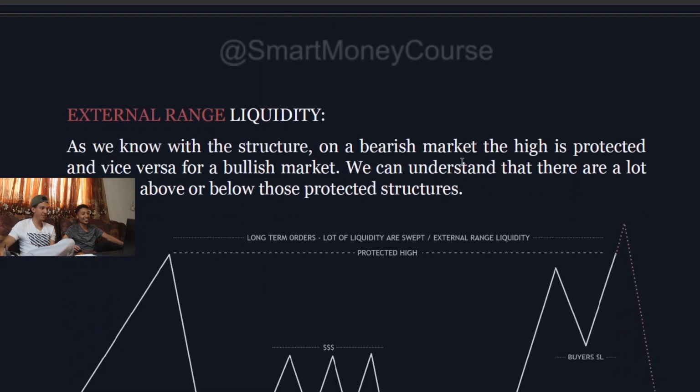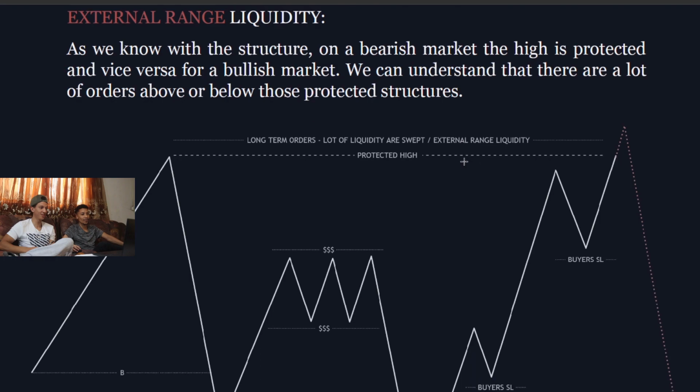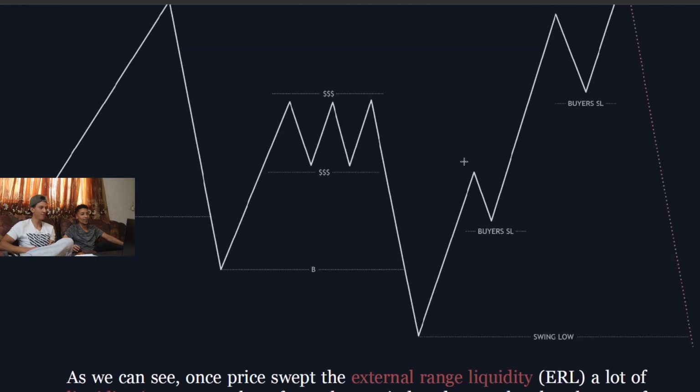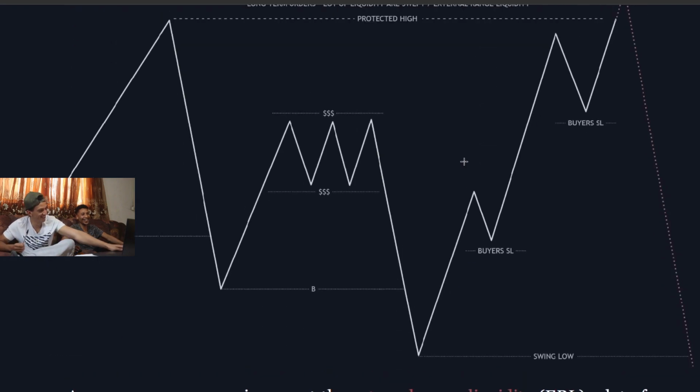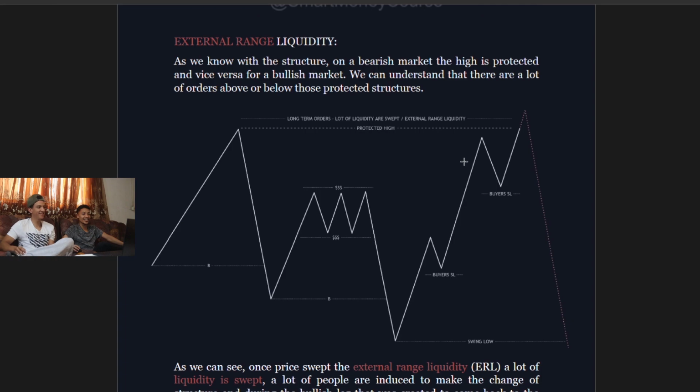External range liquidity, which is the last liquidity model. So far we've identified eight, so this is the ninth one, which is external range liquidity. It looks like a lot is happening. Let's zoom out a little bit. So let's start at the top: external range liquidity.